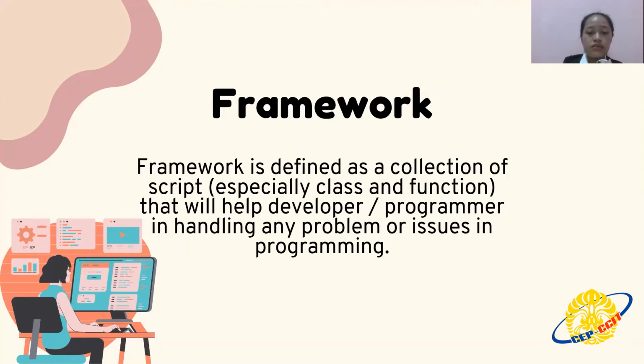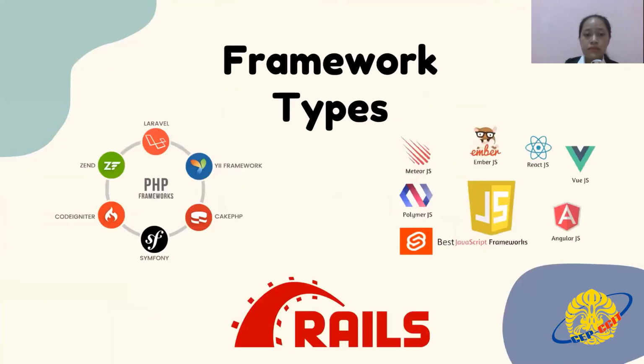Next, I'm going to explain about the framework. A framework is defined as a collection of scripts, special classes and functions that help developers or programmers handle problems or issues in programming. Next, the framework types. From the paper that we review, the writer wrote three types of framework. The first is the PHP framework, then the JavaScript framework, and the last one is the Ruby framework.